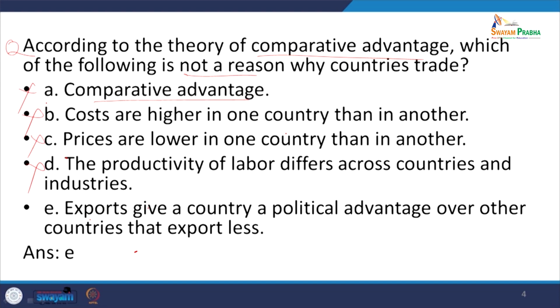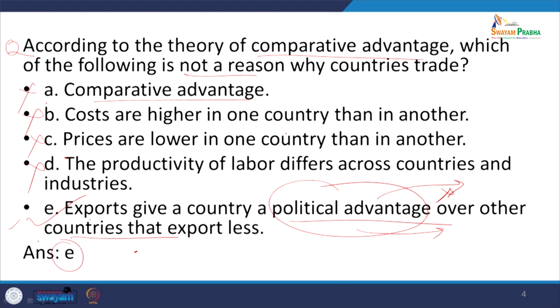Exports give a country a political advantage over other countries. So, political wise no such discussion has yet been mentioned in classical approach, especially in comparative cost advantage. And that too political advantage and its connection with productivity or with cost differences is not that easily understood. And there might be a number of interpretations. Political advantage might be good for cost control, might not be good for cost cutting. So, we cannot actually expect what the interpretations are. So, therefore, this is not a reason. So, this is the answer for this question. All right.